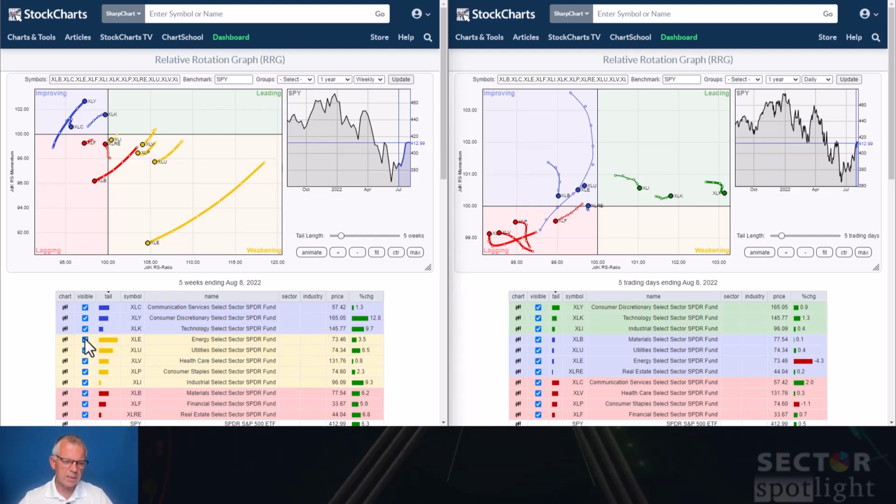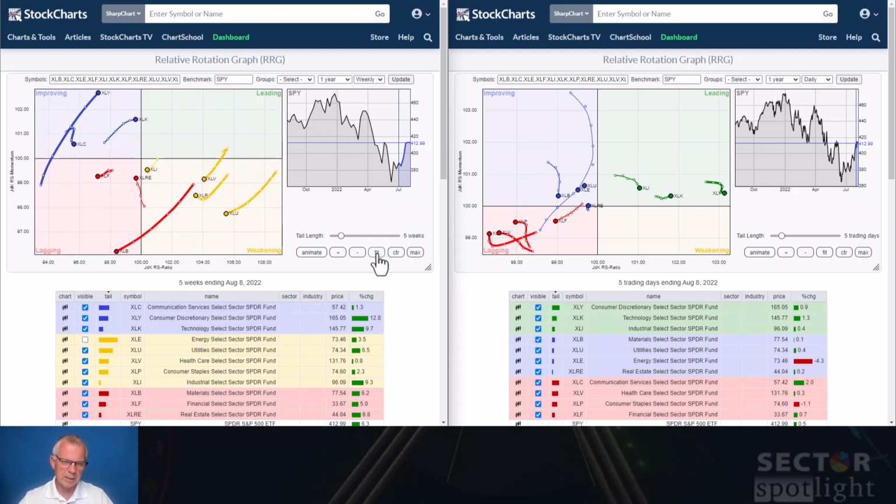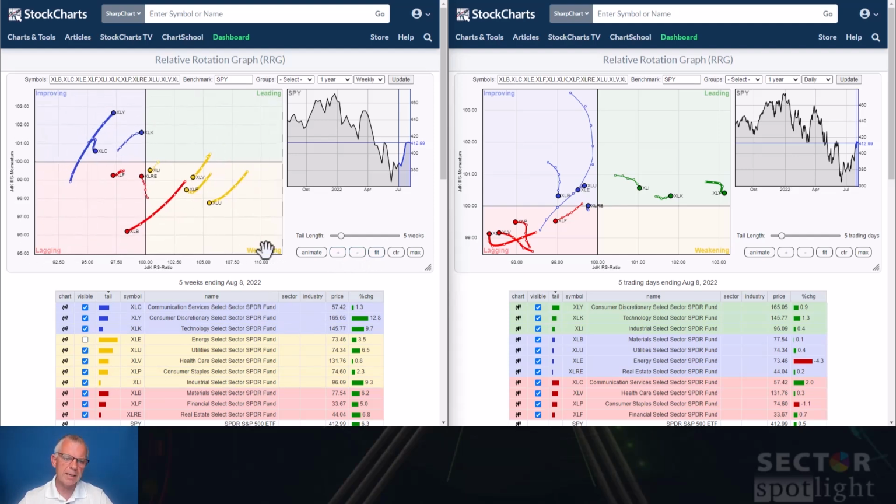Let me tick off this tail so we get a better handle on the others. And you see how that image is in balance, with one interesting observation: there's no sector inside the leading quadrant at the moment. That is because the big ones, discretionary and technology, are inside improving. They need a lot of counterweight on the opposite side. And that is coming from those three. And that means that there are currently no sectors inside the leading quadrant to balance out the graph.